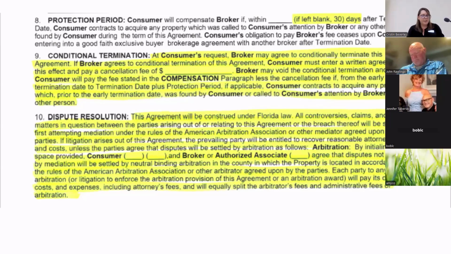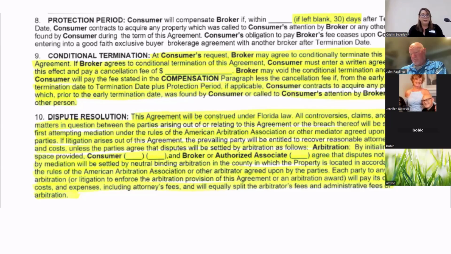I'm not going to read the entire dispute resolution section, but basically what this says is under Florida law, you must mediate first. That is the first step to any kind of dispute. If you initial in this paragraph, that means you've decided that you're going to arbitrate. So if mediation does not work, you go strictly to arbitration. If nobody initials here, you're more than likely going to go to litigation.